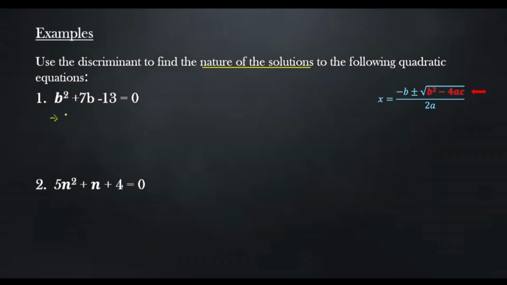In the first step, we will identify the numbers: a is 1, b is 7, and c is minus 13. Then we write the formula b square minus 4ac and substitute the values. The value of b is 7, so 7 times 7 minus 4 times a and c. This will lead us to 49 minus into minus plus, and we have 52, which will give us 101.